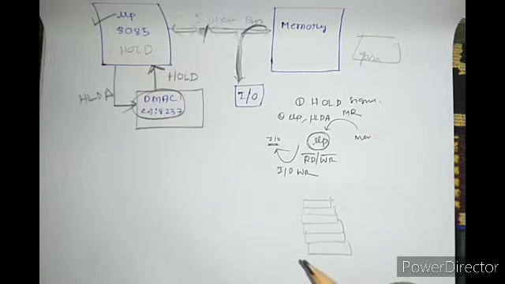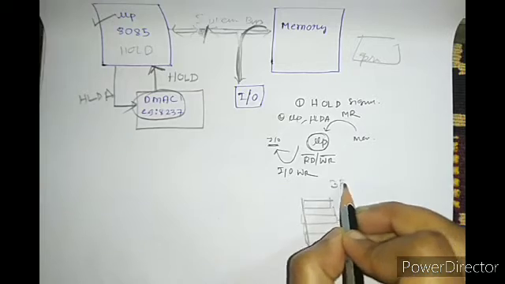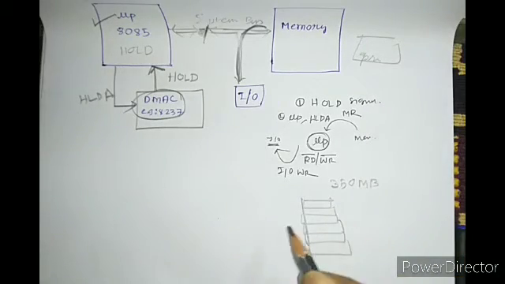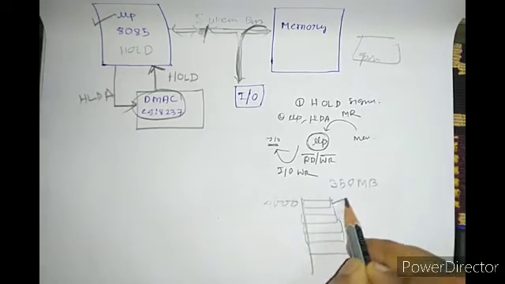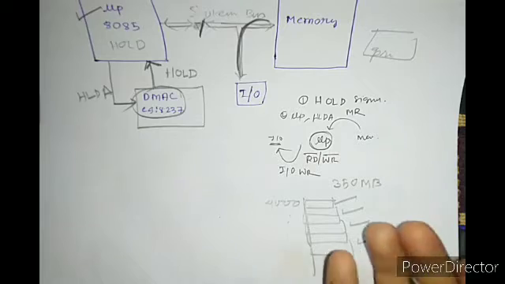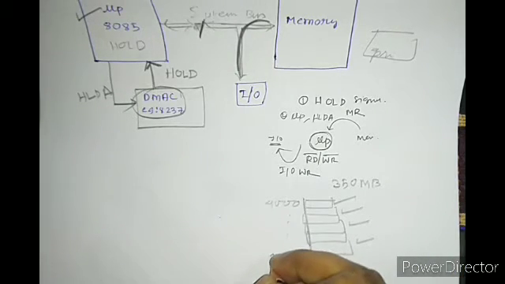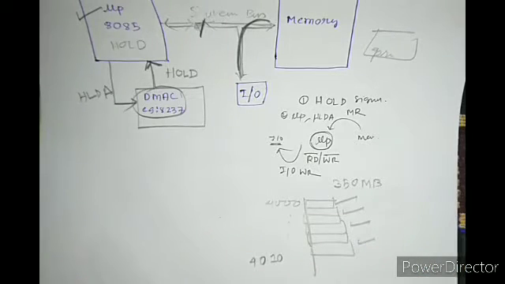Those bytes will get stored at their respective addresses. So suppose my 350 MB file is stored with the initial address at maybe 4000. Then 1 byte, 1 byte, 1 byte, 1 byte. This is how it will get stored. Let me take a small example. Suppose my file is stored from 4000 to 4010.